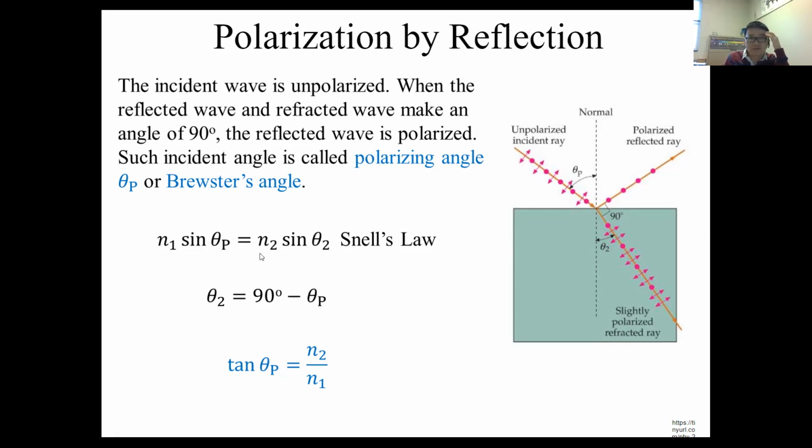Taking that into the equations, you'll get that sine of theta p equals cosine of theta p, so the tangent of theta p is n2/n1. Then you can find the angle. This is called the polarizing angle, or Brewster's angle. There's a technique called Brewster angle microscopy, which sets this up so you look at the polarized reflected ray, and it is used to look at interfacial structure.